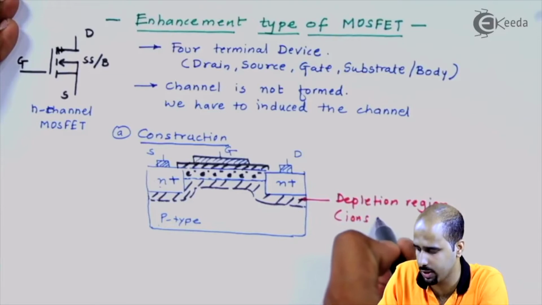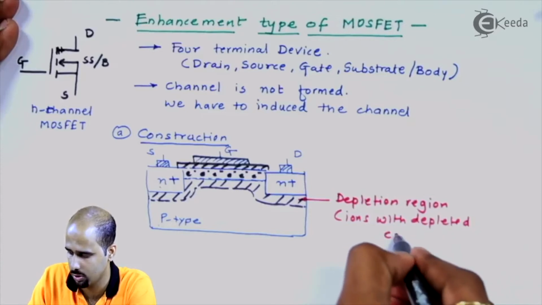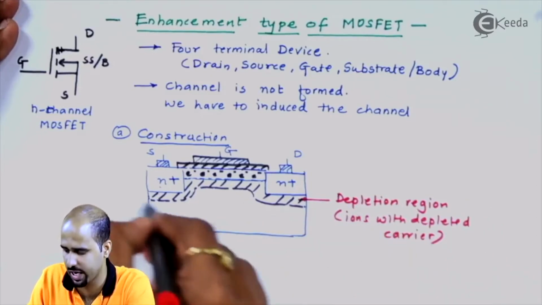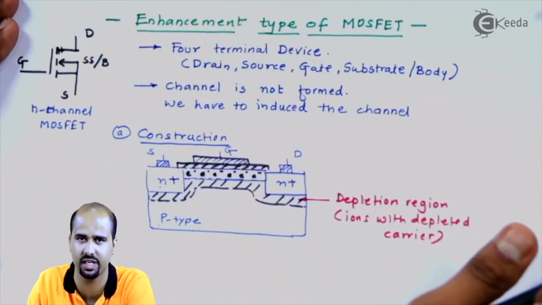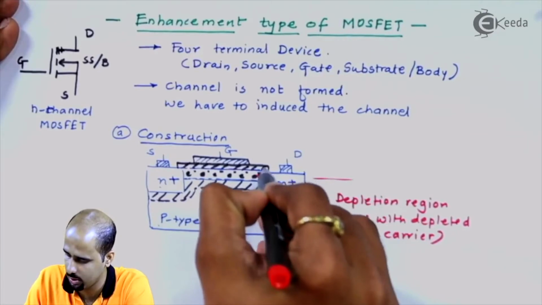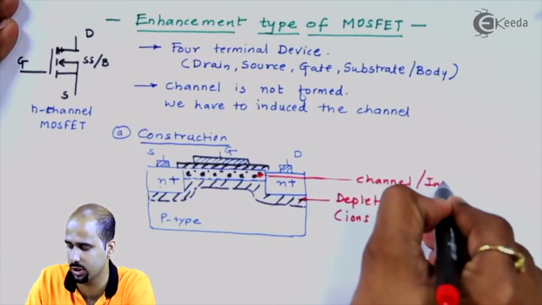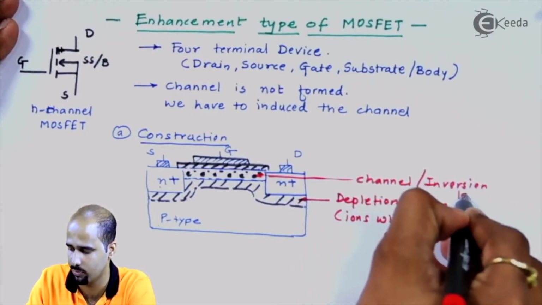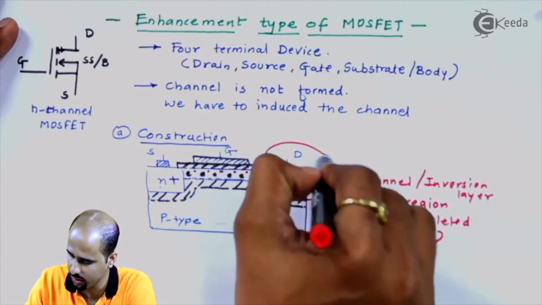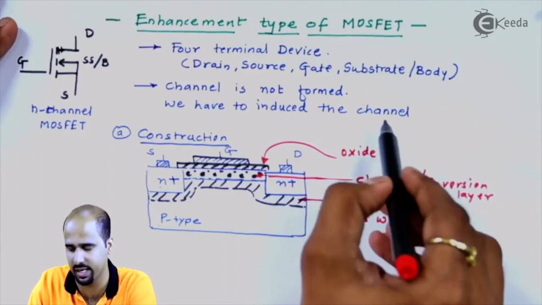So these are nothing but ions with these carriers, which can be electrons or holes, okay. If we change the type of silicon semiconductor, then your whole MOSFET type will get changed. Then this is your channel, or I can say it's nothing but your inversion layer. This is the channel and this is your inversion layer, whatever we'll be getting over here. And that is nothing but your oxide layer. This is your oxide layer.